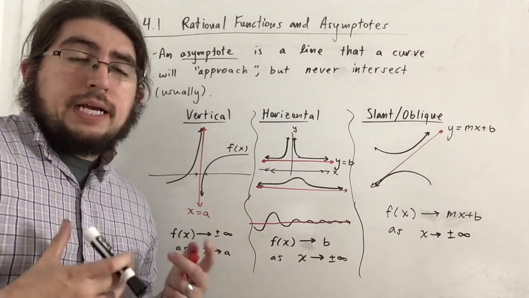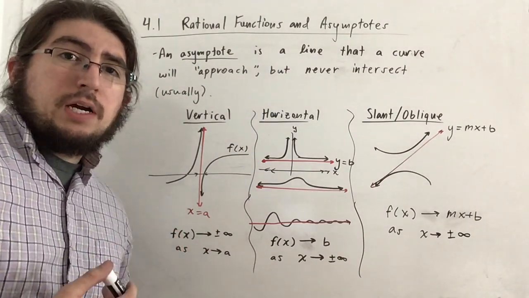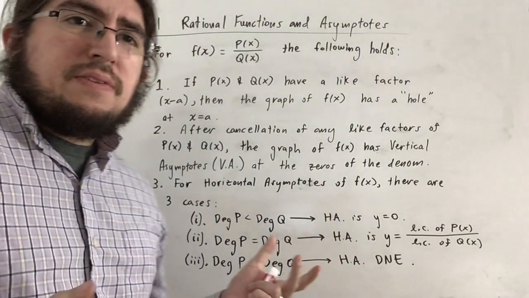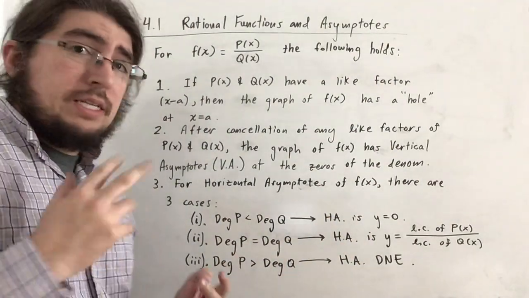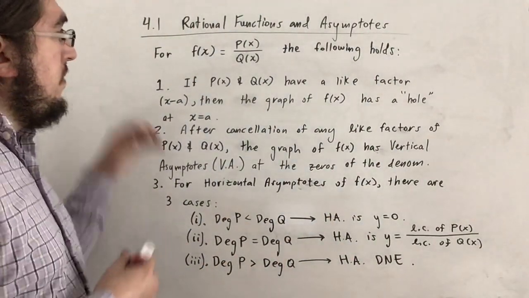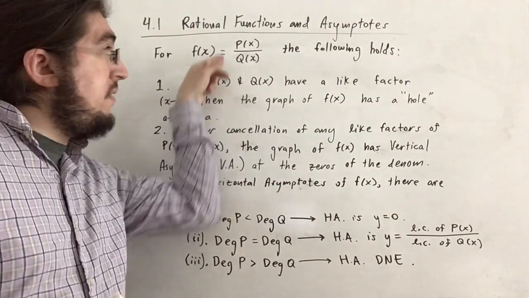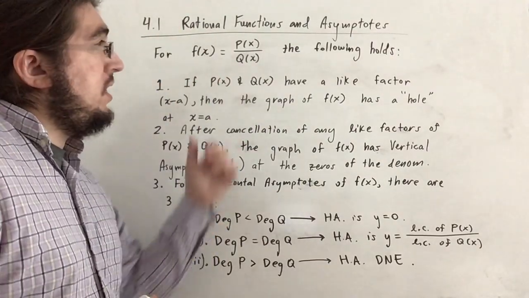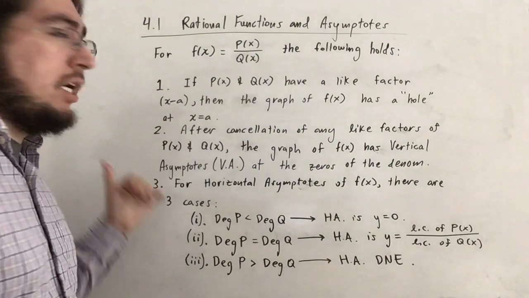So now we'll take a look at the classifications I was talking about just now. There's a lot to discuss, so let's just get right to it. I say here that for f of x being equal to p of x over q of x, some rational function, the following holds. So there's three things to talk about.